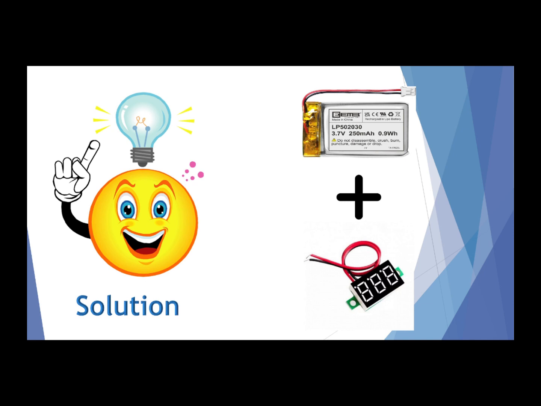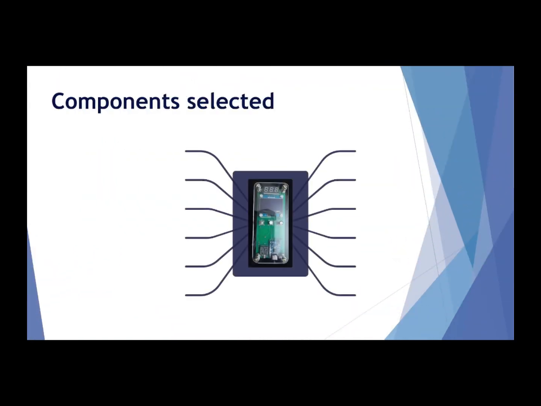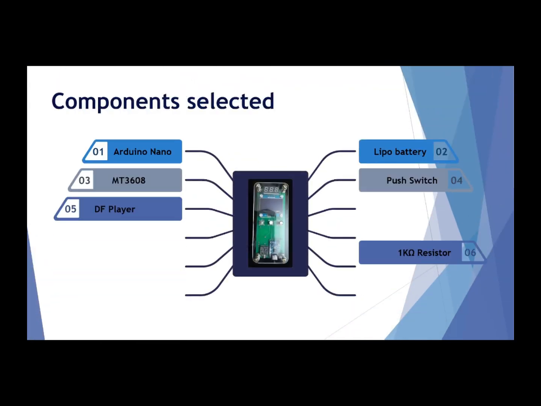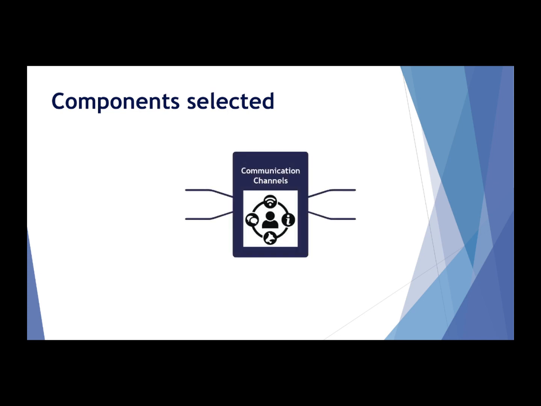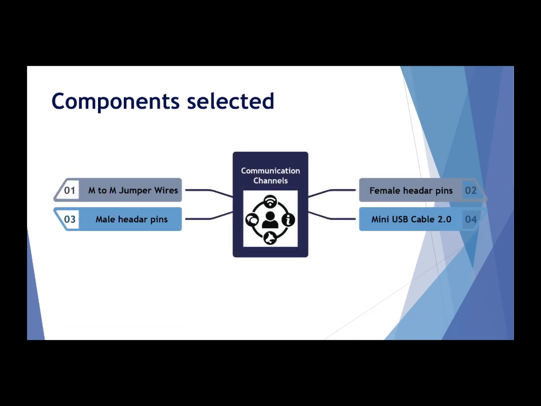I think I have selected all the components, and along with it some more components that are required for this project. Let us see this. These are all the components required for this project. For communication channels, I have used these 4 components: male-to-male jumper wires, 2 types of header pins, and a mini USB cable for programming the Arduino Nano.